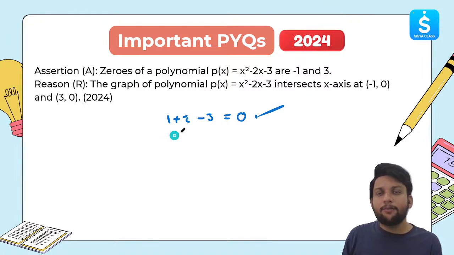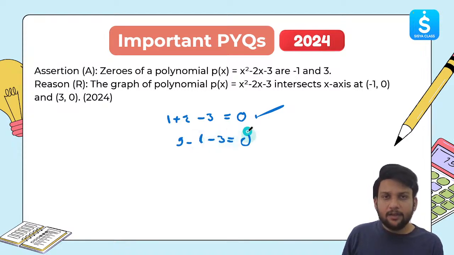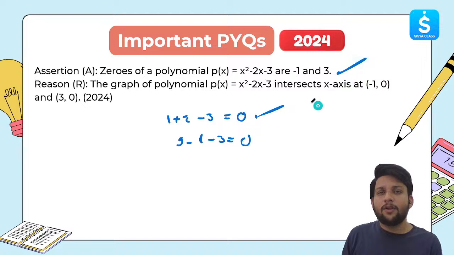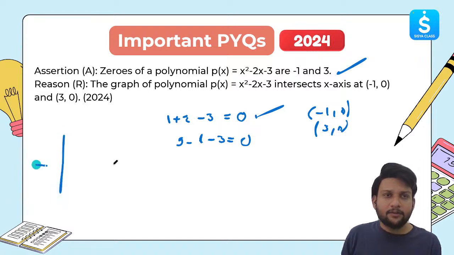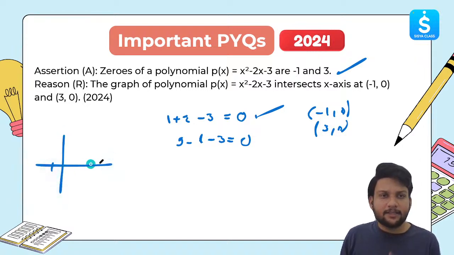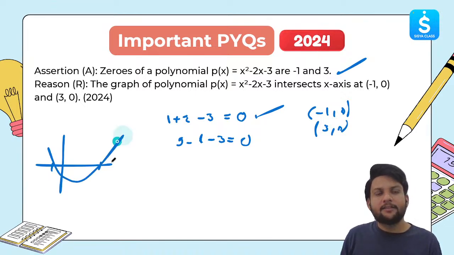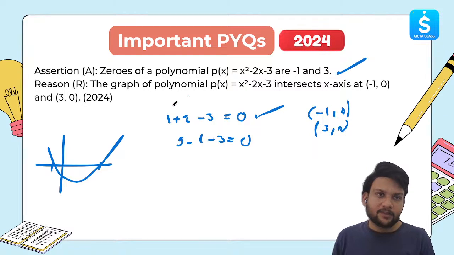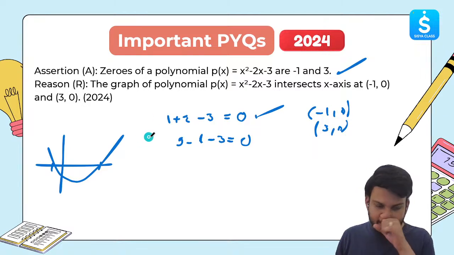For 3, how will I check? I will put x as 3. I will get 9 minus 2 times 3, which is 6, minus 3, again 0. So clearly these two are the zeros of the polynomial. And since these two are zeros, the graph will intersect the x-axis at (-1, 0) and (3, 0). So if this is minus 1 and this is 3, the graph will somewhat look like this. Got it? Great, amazing.